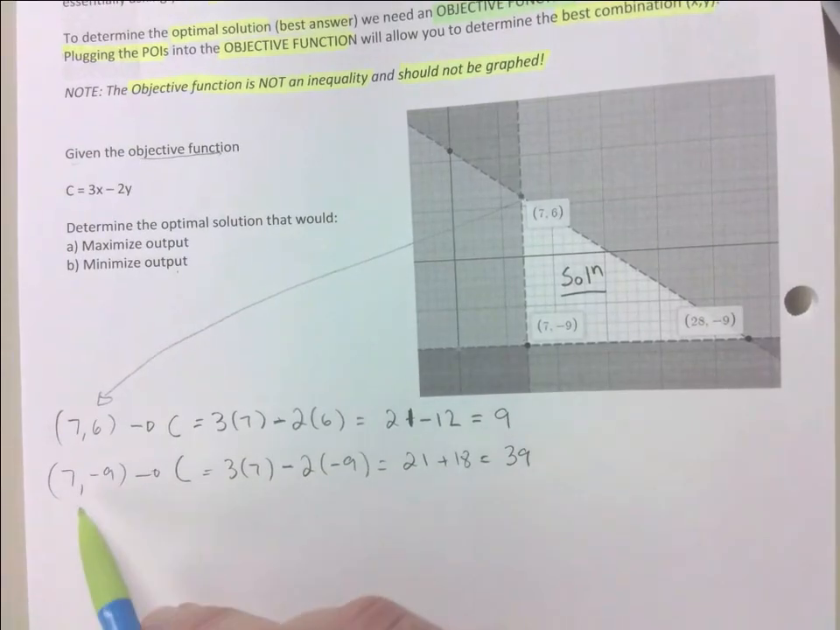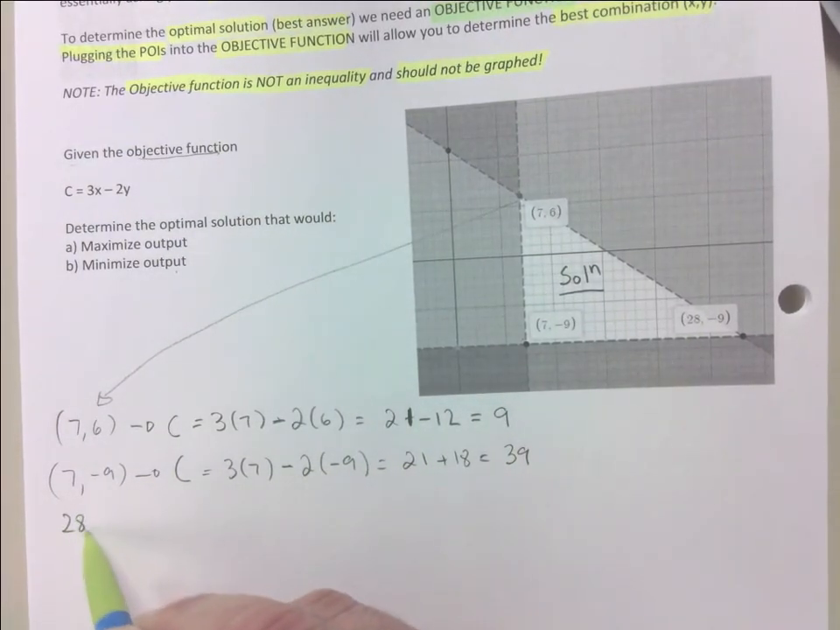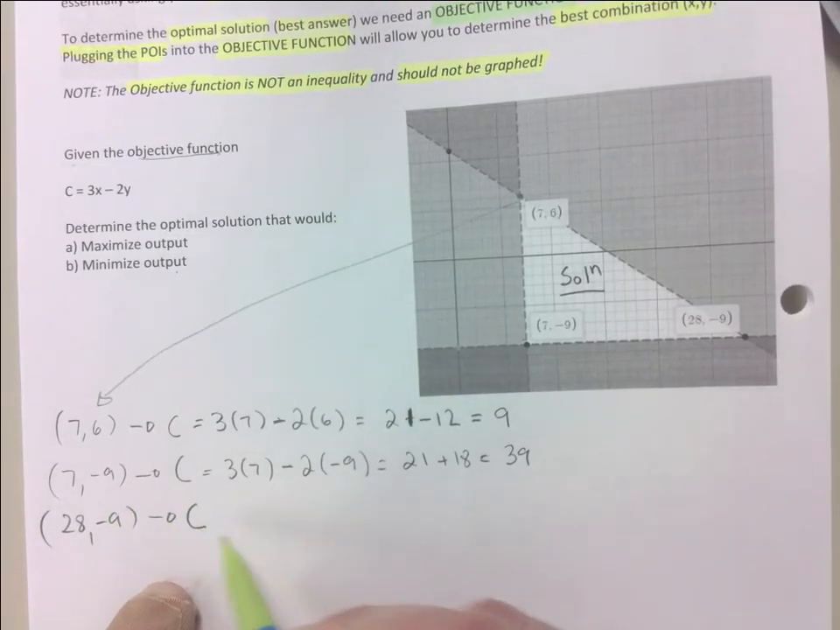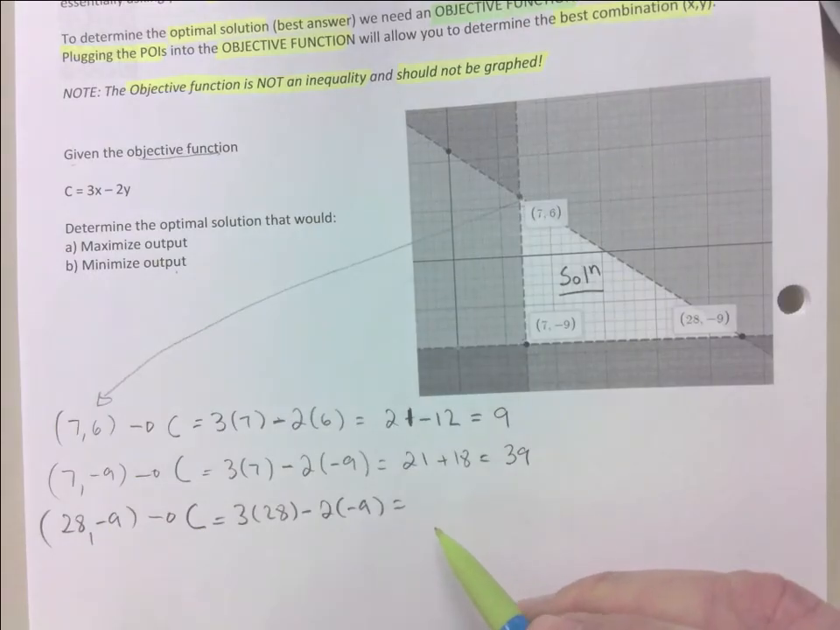Okay, 7, negative 9, we get 39. Let's do this last one: 28, negative 9. We plug that into our objective function. It's 3 times 28 minus 2 times negative 9. That ends up being 102.